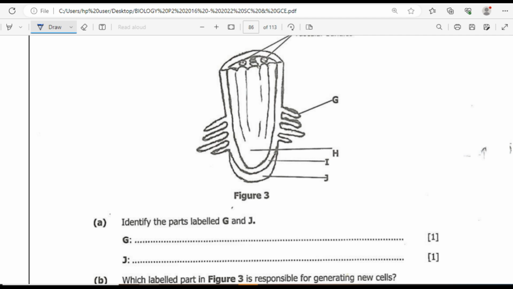So G, these are just the root hairs. Now don't confuse a root hair with a root hair cell. A root hair cell is just a cell that forms the root hairs. Then our J, this part that protects the plant during growth, is what we call a root cap.